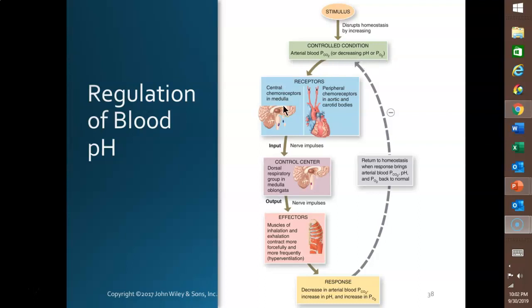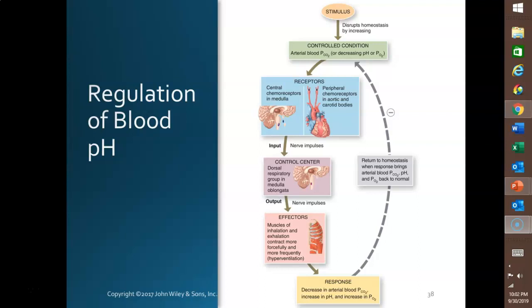So the chemoreceptors in the medulla are going to be stimulated, and your peripheral chemoreceptors in the aorta and the carotid arteries will be stimulated because they are chemoreceptors and they detect the changing or decreasing pH. So the input sends nerve impulses to the respiratory group in the medulla oblongata, which is going to send nerve impulses out to your diaphragm and to your intercostal muscles to cause more contraction.